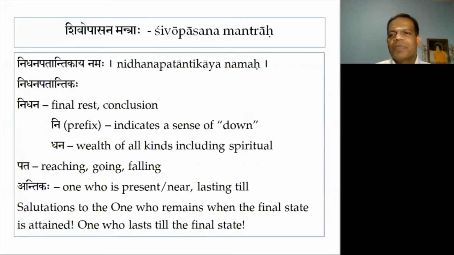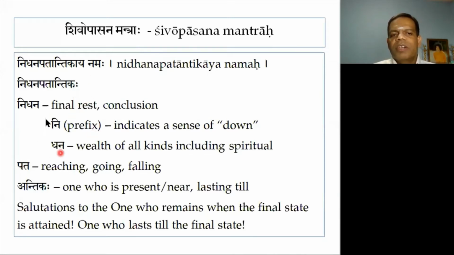We'll go to the next mantra. Nidhana Patantikaya Namaha. So this again, the fourth vibhakti, to that Nidhana Patantikaha. So Nidhana Patantikaha is the first form of the noun, which is a simple noun. So to that Nidhana Patantikaha, salutations. Namaha is salutations.